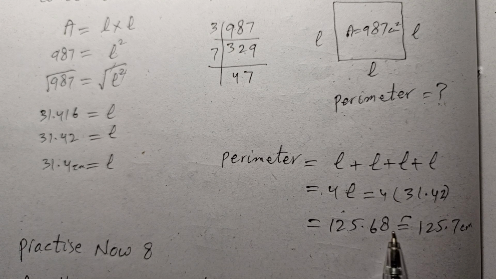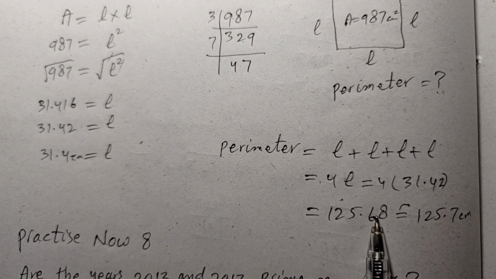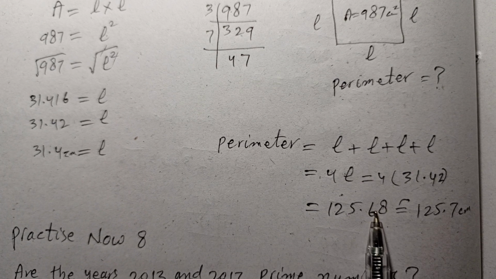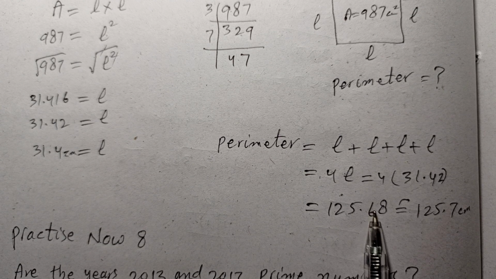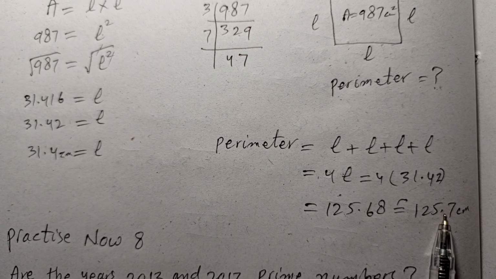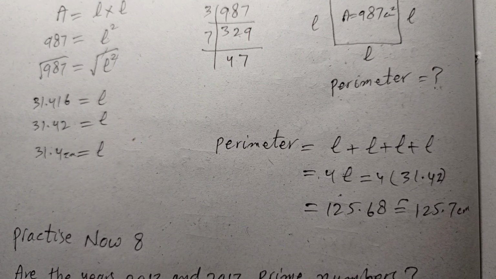Now if you multiply these two, you will get the answer up to 2 decimal places, and if you drop this 8, because 8 is greater than 5, 6 will be increased by 1 unit, and it will become 125.7 centimeter, which is the required answer.